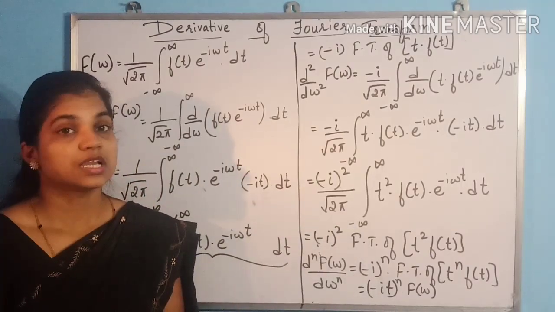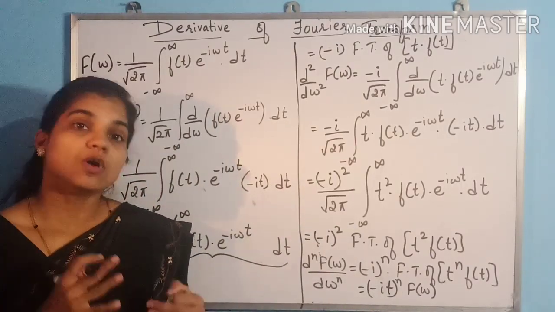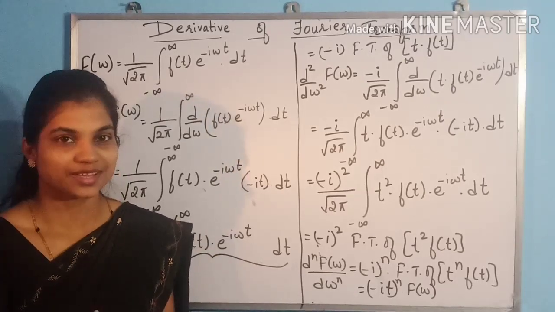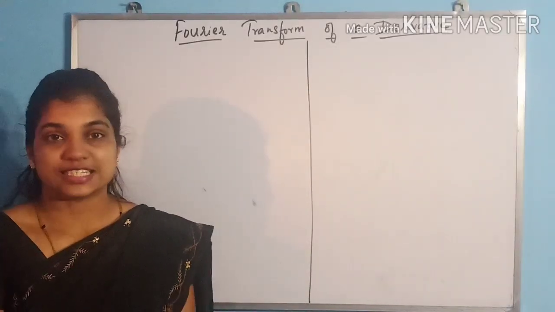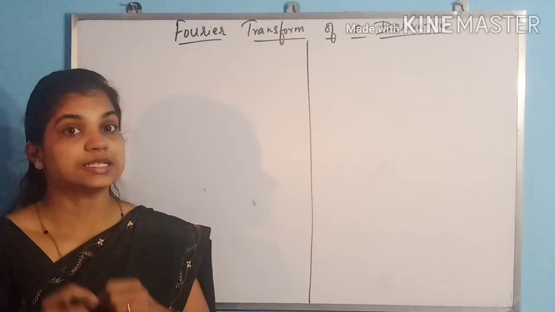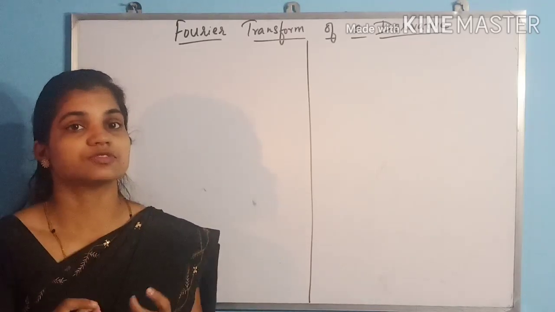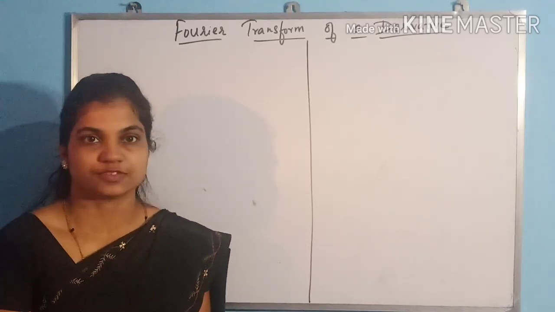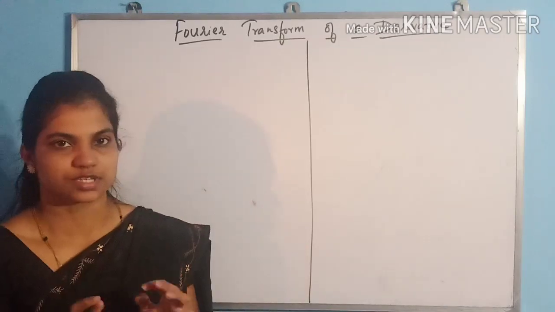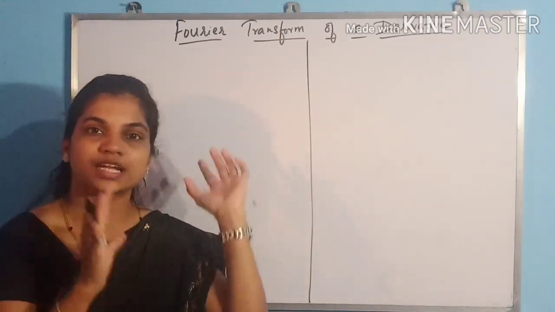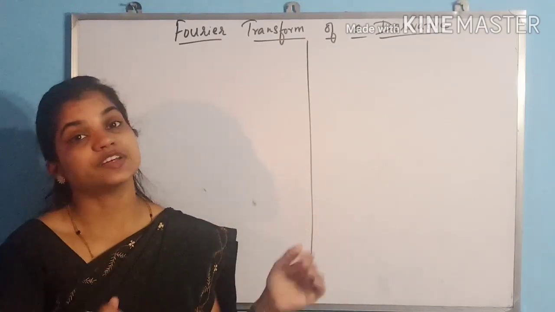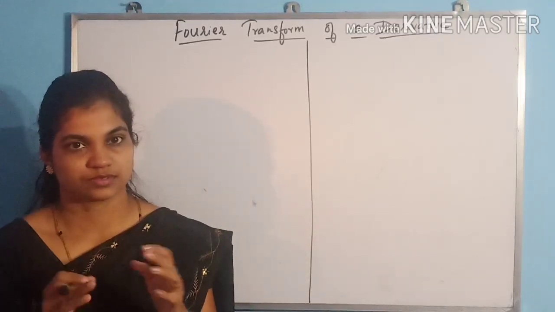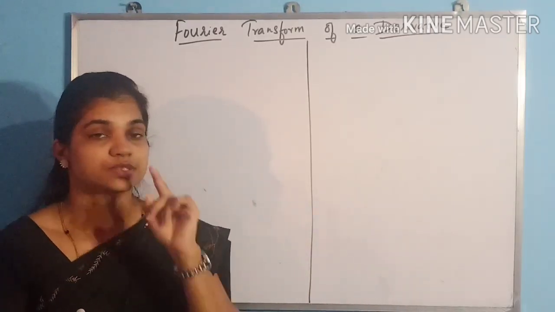So now let's see what is the Fourier transform of a derivative. Okay, Fourier transform of a derivative. So we are going to see the derivative. What is the Fourier transform of a derivative? Not the derivative of the Fourier transform, where f of omega would be differentiated. Here we are differentiating the integral, right? So with respect to t.